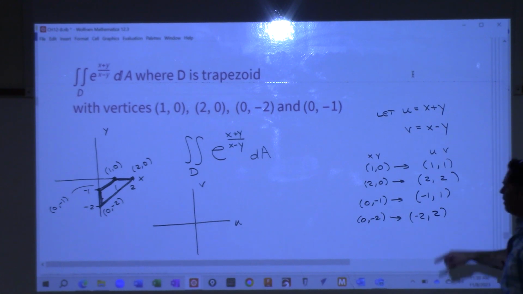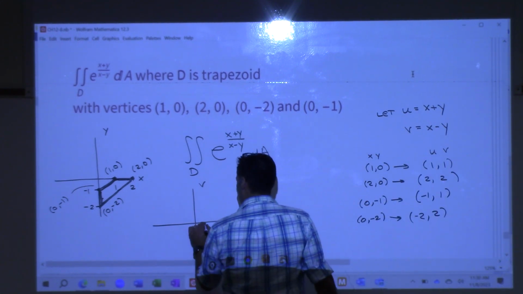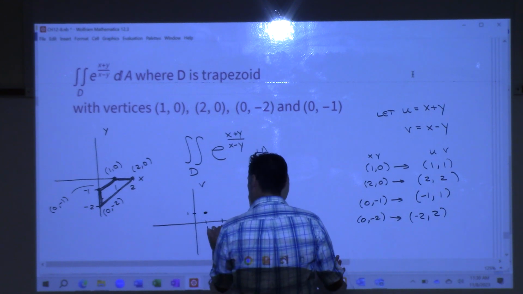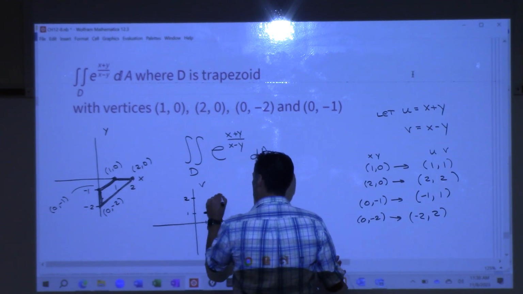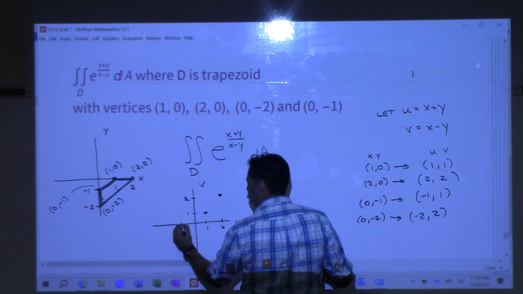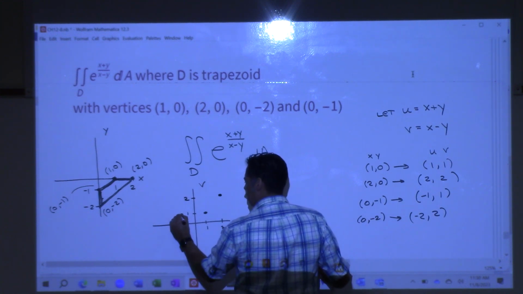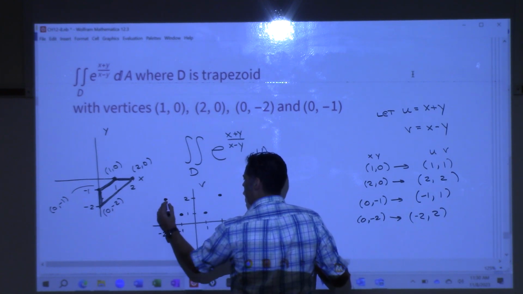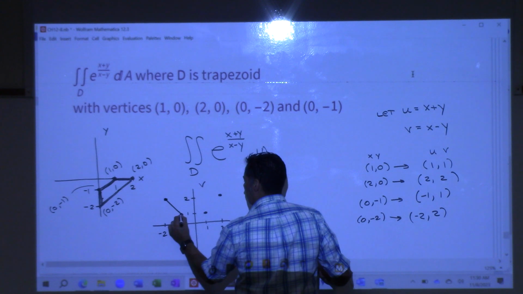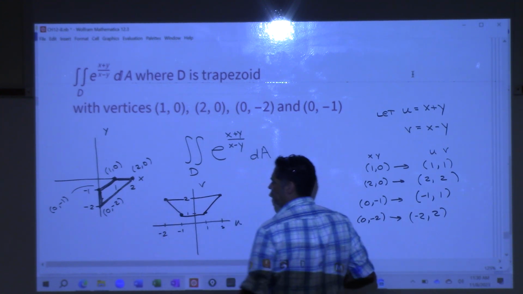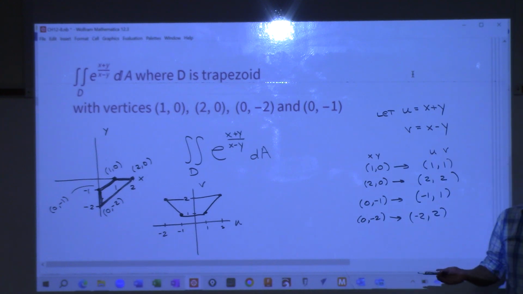Let's draw that over here. 1, 1. 2, 2. Negative 1, 1. Negative 2, 2. All right, well, it's not a rectangle, okay? It's not a rectangle.